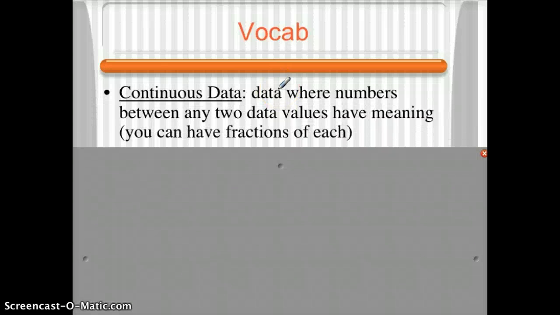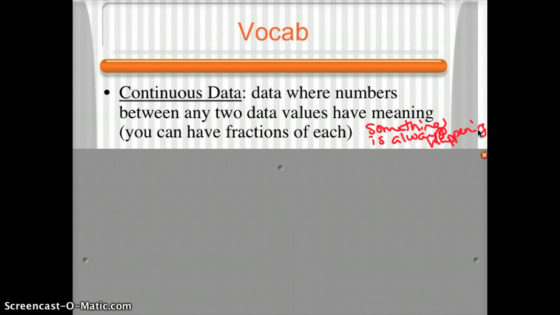You might have remembered that there were these two different types of data, and one of them was called continuous data. Data where numbers between any two data values have meaning. So you can have fractions of each, or I like to think of it as something is always happening. If you look in between the points, something is going on. Not whether it goes on forever, but is something always happening, like looking in between 1 and 2, does that have meaning?